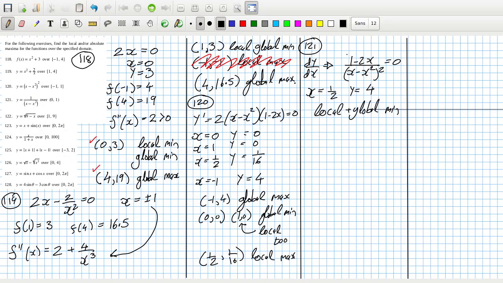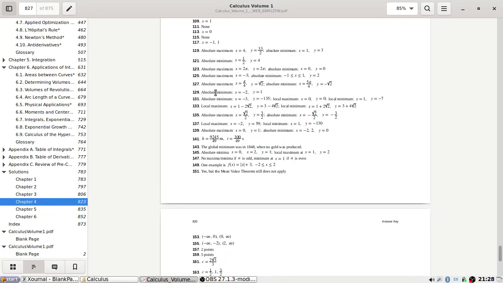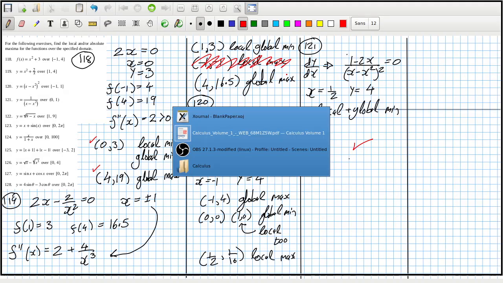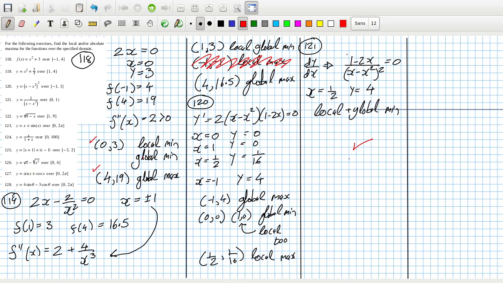Yeah, half a quarter. Yeah, success. Okay, that's right. Let me check 119. Absolute max at 4 and absolute min at 1. Okay, absolute max at 4 and absolute min at 1.